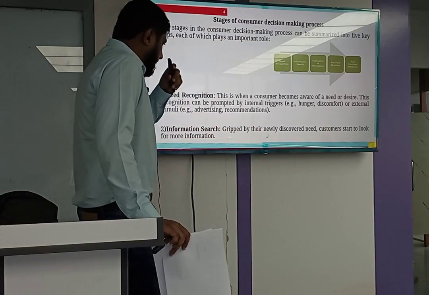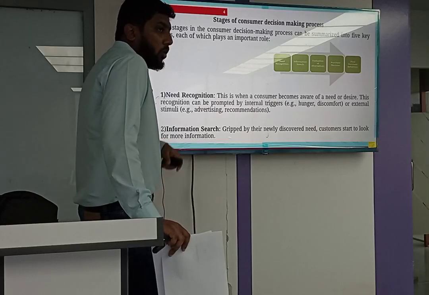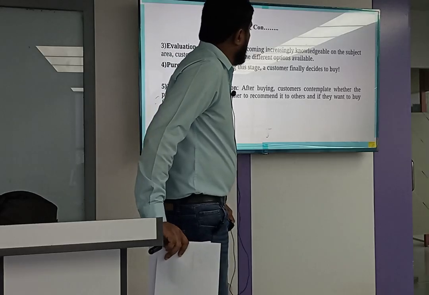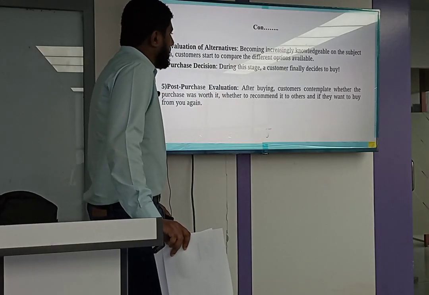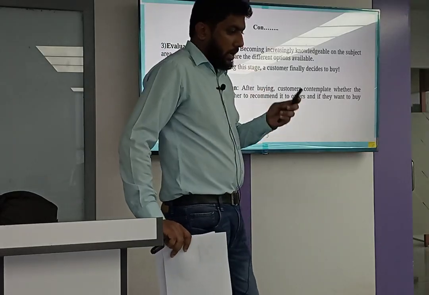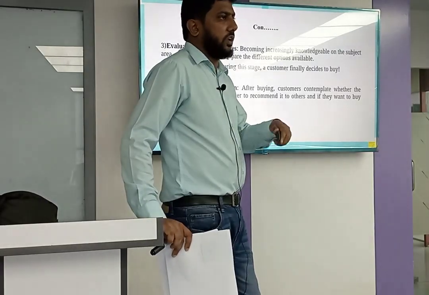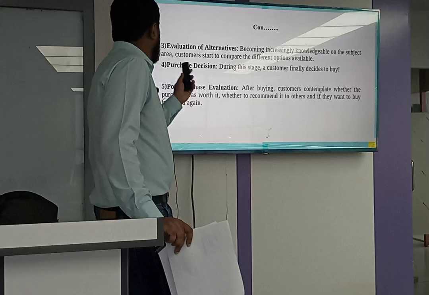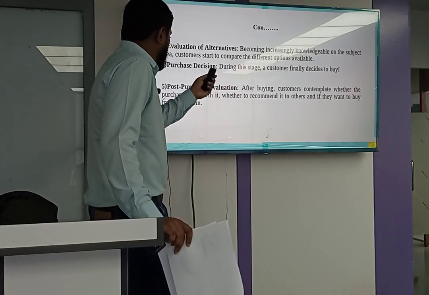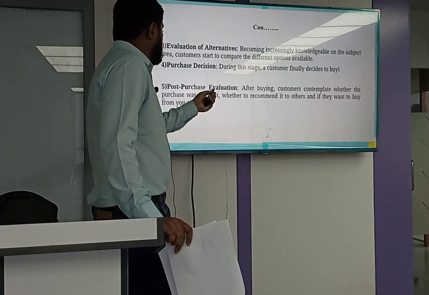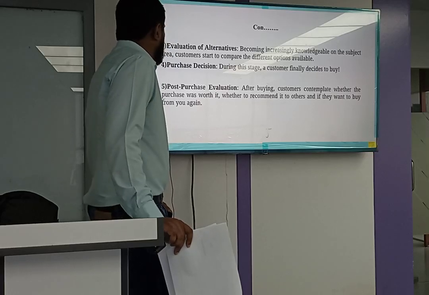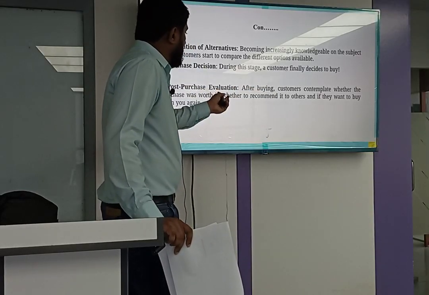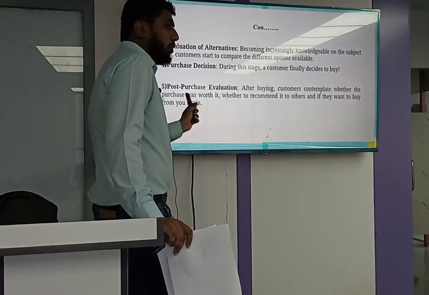Information search: driven by their newly discovered need, customers start to look for more information. Evaluation of alternatives: becoming increasingly knowledgeable on the subject area, customers start to compare the different options available. When they get to know about different mobile phones, they get an idea of different phones. That means they get a bit of experience. Now they understand there are a few options available and they know the options. After that, they buy the phone. This is the purchase decision. Post-purchase evaluation: after buying, customers contemplate whether the purchase was worth it, whether to recommend it to others, and whether they want to buy from you again.